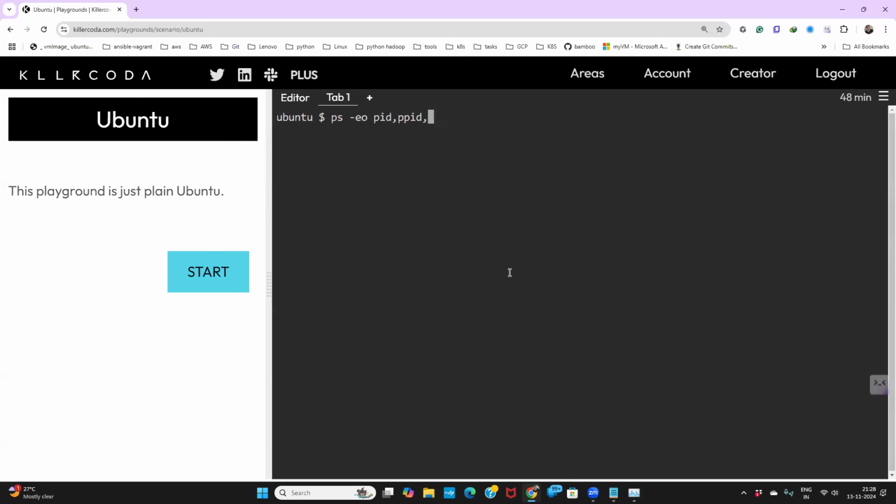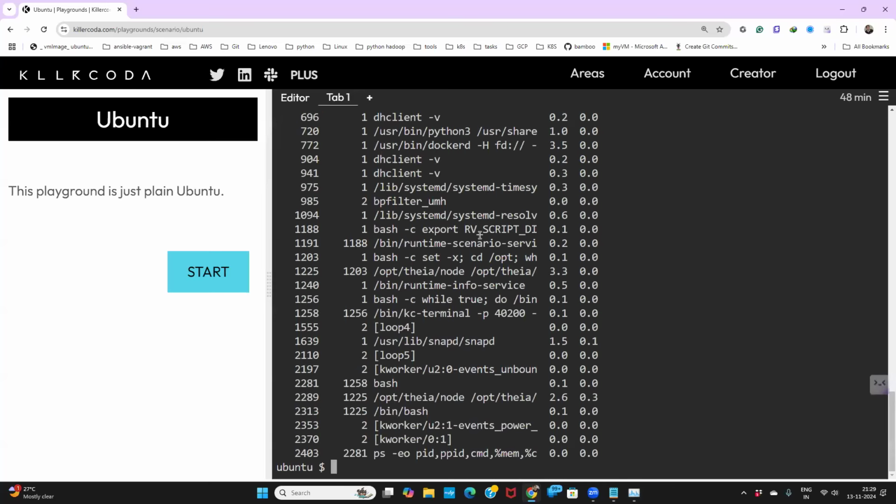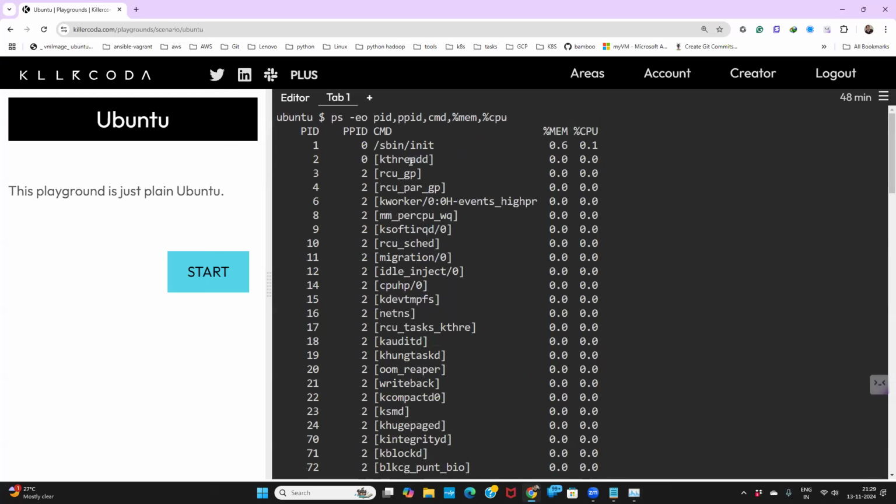And which command or which application has started that particular process? We can use the CMD command. Basically, which command started that process? Then I can use the percentage of memory consumed, the percentage of CPU consumed, and try to get all the details. Now we can get all the details.